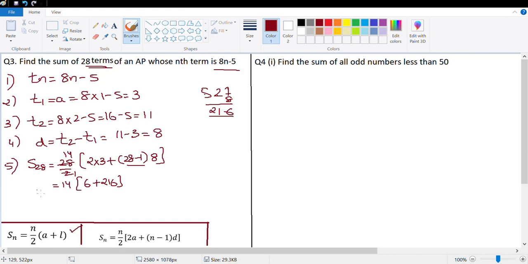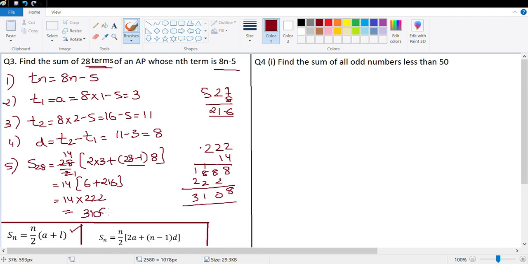In this case, this is 14 times 222. That will be 222 multiplied with 14. That's 8, 8, 8, 2, 2, 2. That's 8 plus 2, 10. That's 3108. 3108. I again used the second formula. We could have solved this question using the first formula as well. Let's just go ahead and look at how we could have done this.